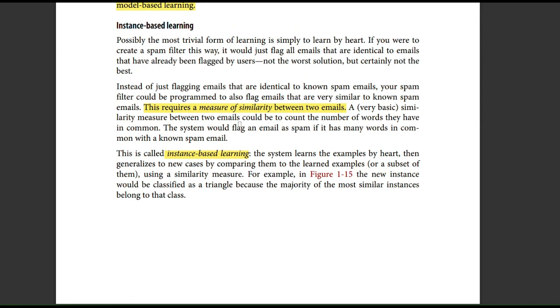This is not the best solution, but may work. For example, there's some email that has already been classified as spam, and now there's another email that the machine is trying to classify as spam or not, and it just compares this to one of the already classified emails. And if they are identical, then it classifies as spam. Or another method could be that it just counts the words of all the spam emails and then classifies the new one as spam if it also has the same number of words.